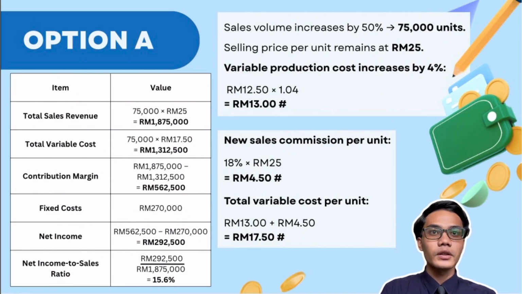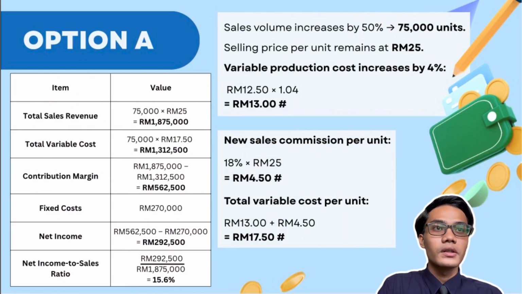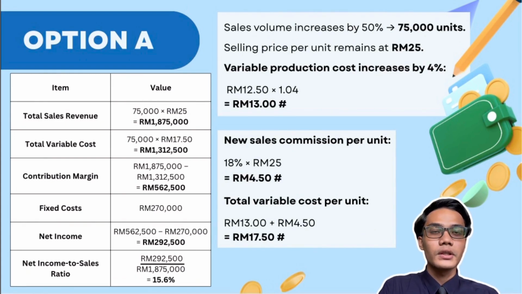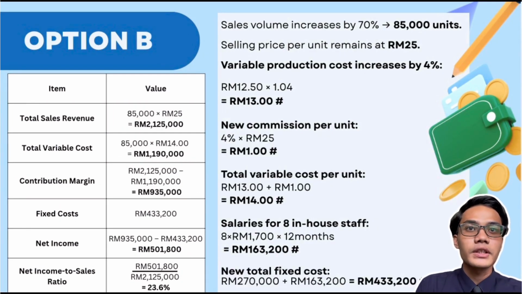As we can see, under option A, increasing commission is expected to raise sales by 50%, resulting in 75,000 units sold. The variable cost per unit increased to 70 ringgit and 50 cent due to the higher commission. Fixed cost also remains at 270,000 ringgit. Now let's take a look at option B.